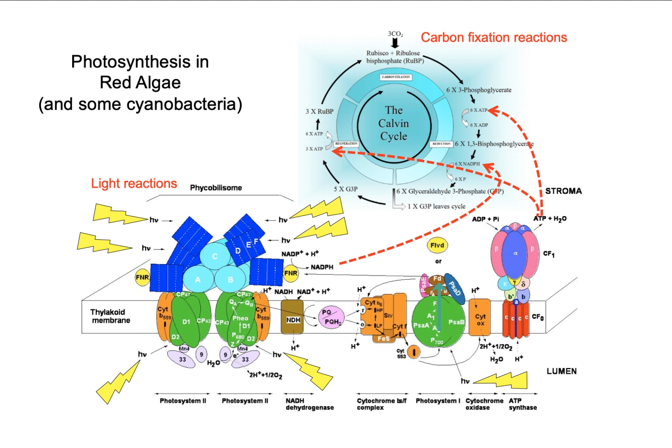All of this acts to pump protons across the membrane, and then those protons flow back through the ATP synthase to make ATP. And then in the stroma of the chloroplast, that ATP and NADPH is used to fix carbon into organic molecules using the Calvin cycle.